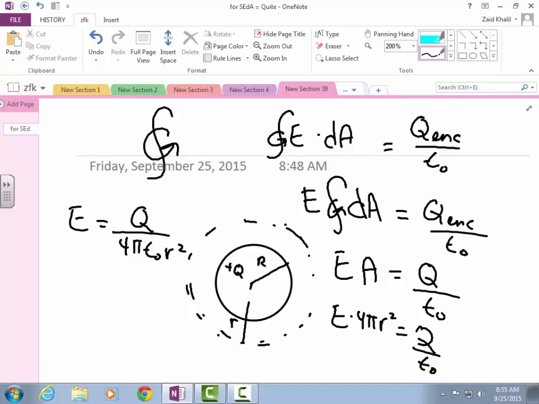What is a Gaussian surface? A Gaussian surface is this dotted line that I'm creating. What does that represent? That represents the area over which you're looking at the electric field.